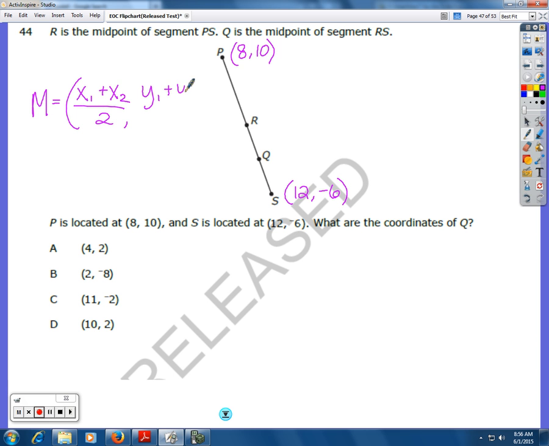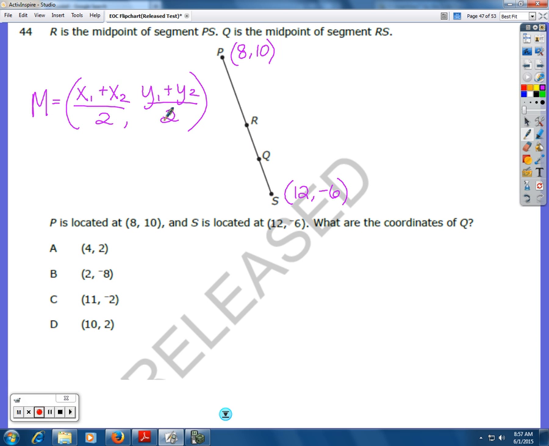Okay, this is a formula that you do need to have memorized. But it's kind of easy to remember. All it means, if you want to find the midpoint, you add the x values together of your two ordered pairs and divide by 2. And then you add the y values together and then divide by 2.